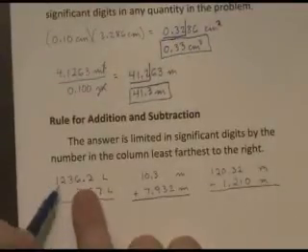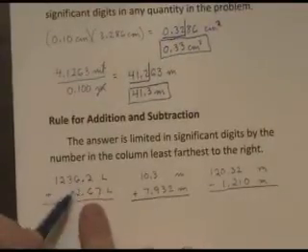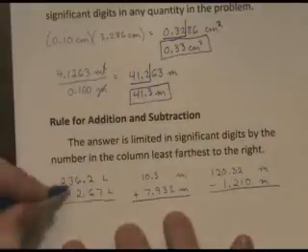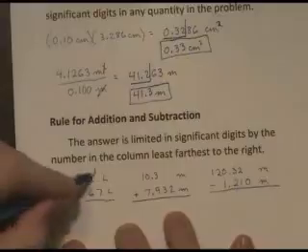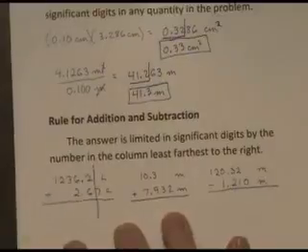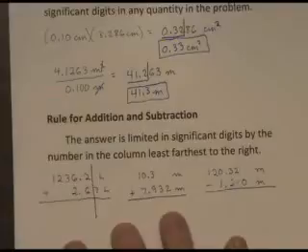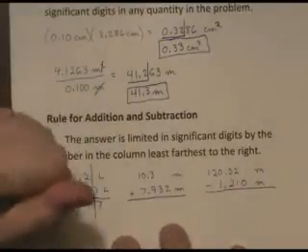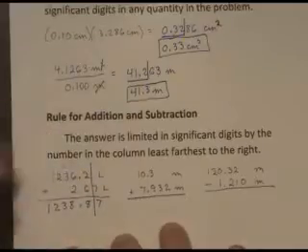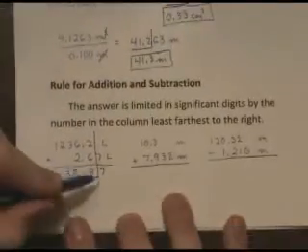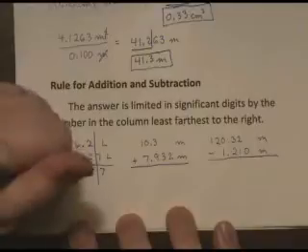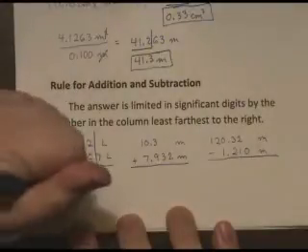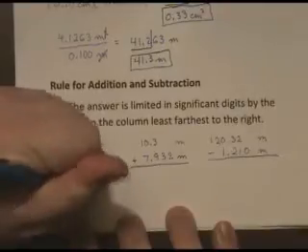So let's look at these two numbers right here. We have 1,236.2 liters and 2.67 liters. According to this rule, the number least far to the right would be the first number, and it only goes out to the tenths place. So when we add this together, we can only keep our answer out to the tenths place. We get a 7 and an 8, 3, 2, 1. So we must round this number up now. This is again 5 or bigger. So our answer reported to the correct number of significant digits is 1,238.9 liters.